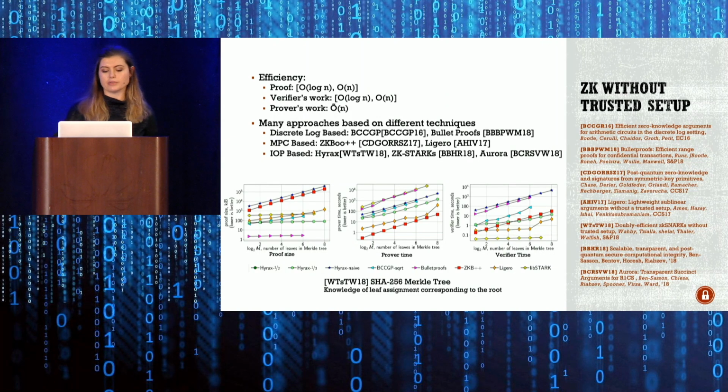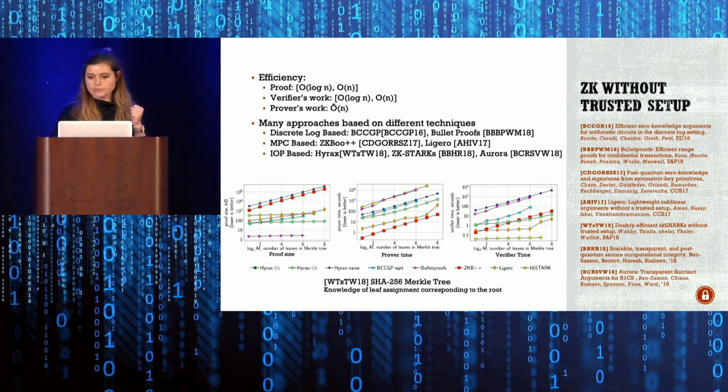Here I have some graphs from the Hyrax paper that really show that there are many different trade-offs when you look at these systems in terms of proof size, verification and prover efficiency. So you have to be very careful with respect to your specific application what you choose. These numbers are for proving knowledge of an assignment corresponding to the root of a Merkle tree. So you can see what's happening here.